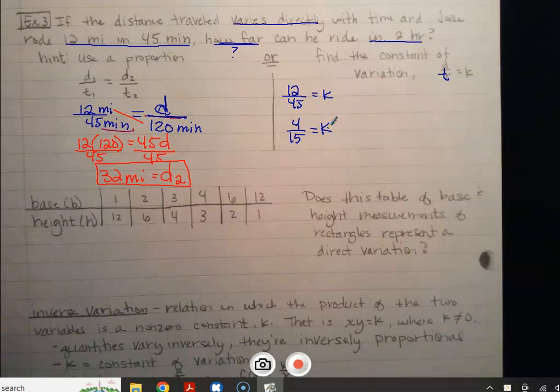But if you go back to that idea and write your equation, the distance is going to equal the time times your constant. So distance is going to equal 4/15 times, well, our time is 120. So let me change the order here. It should be 120 times 4/15 to get them in the right order.